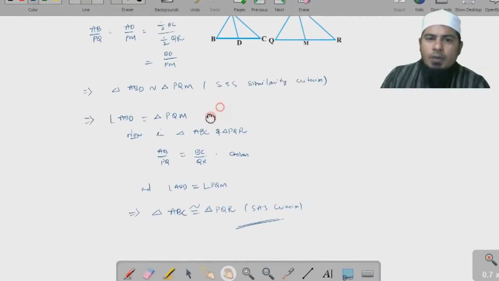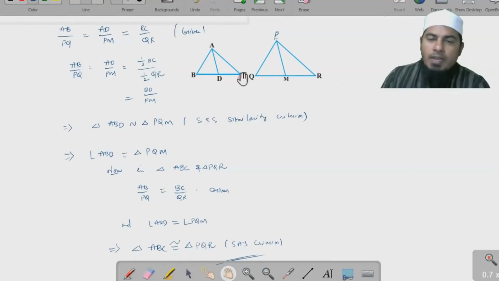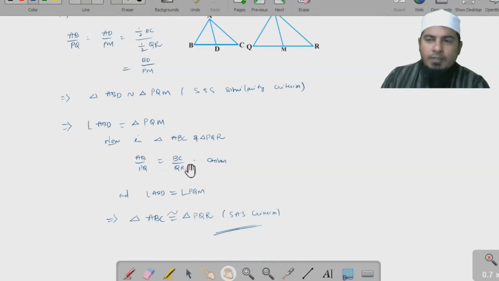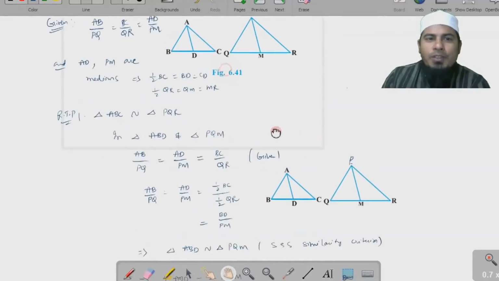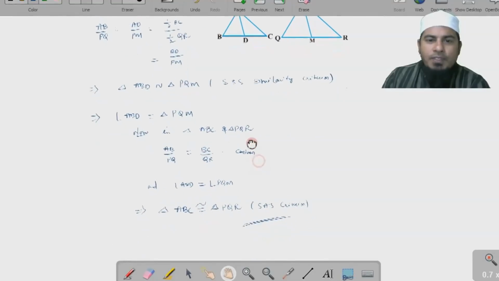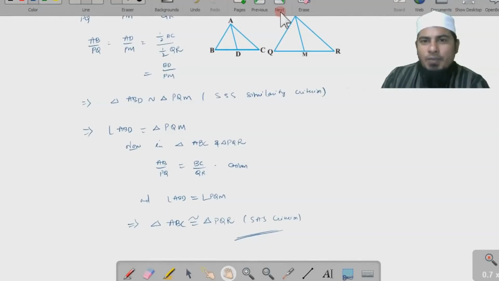When these angles are equal, now when we take the bigger triangles ABC and PQR, AB by PQ is equal to BC by QR, so the ratio of two sides is proportional, and then the included angle is what we just proved to be equal. Then these two triangles are similar by the SAS similarity criterion, hence we proved the solution. I hope you understood. So this is the procedure we have to follow. Okay, let us take the next one.